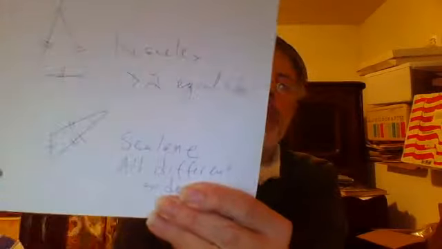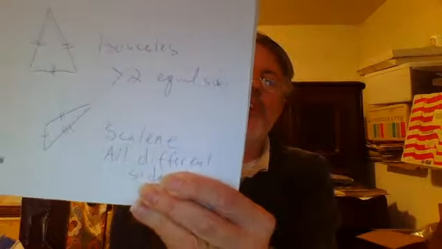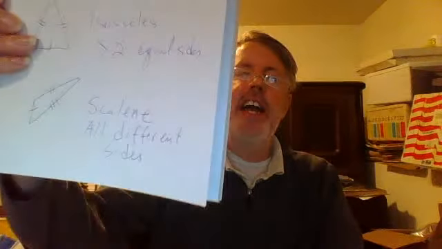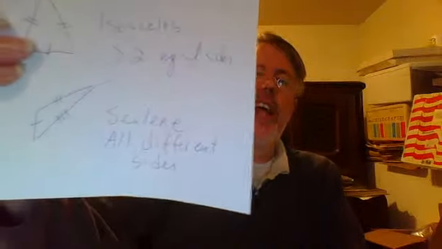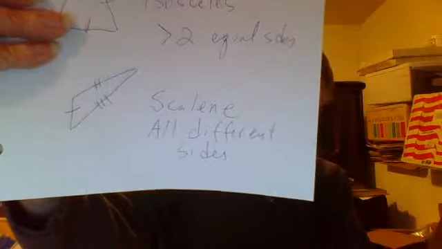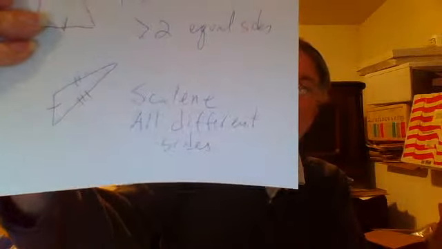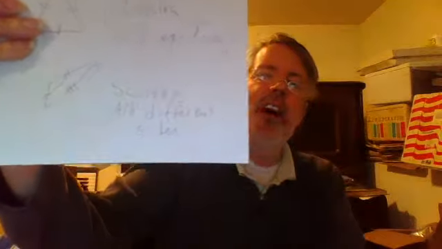Last but not least, a scalene triangle, well, there's only one possibility left, and that means a triangle with three sides that are all different. And again, I showed that here by showing that one has one hash mark, one has two hash marks, and one has three hash marks, just meaning that they're all different because they all have a different kind of hash mark on them.